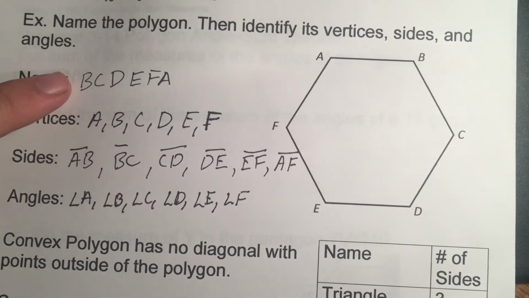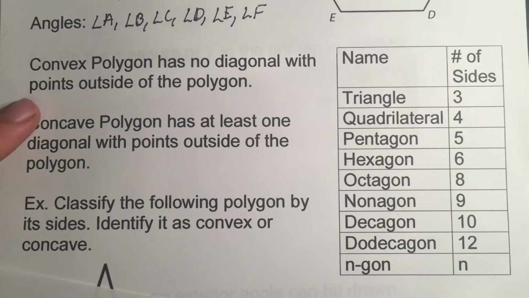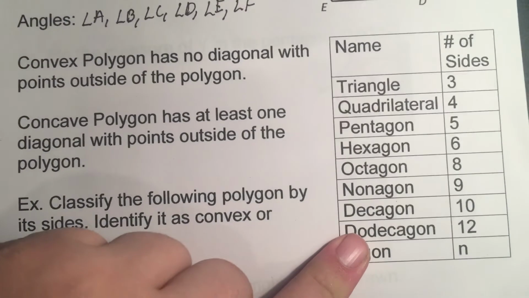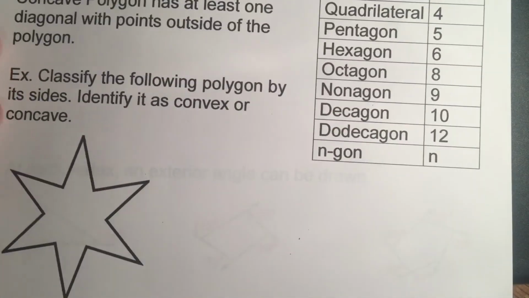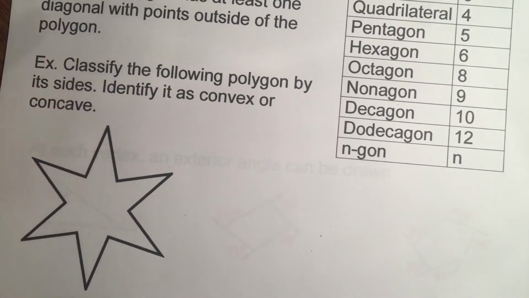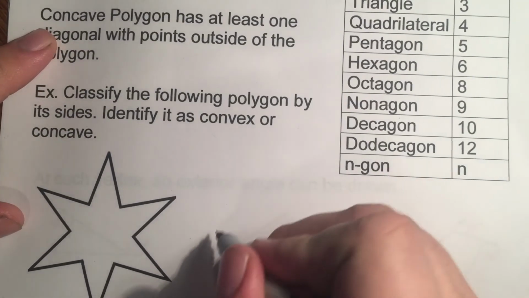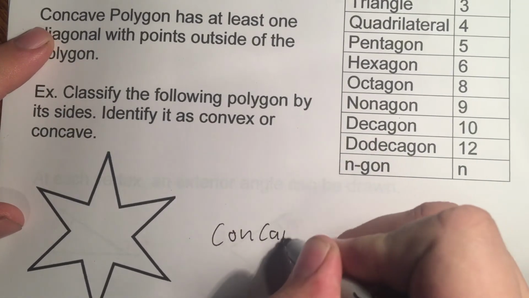For naming, we use the sides, but for classifying, it's either going to be convex or concave, and then the name according to how many sides it has. So, like I said, when we're classifying this one, we know it's going to be convex, or concave. I already pointed that out. So this will be a concave.